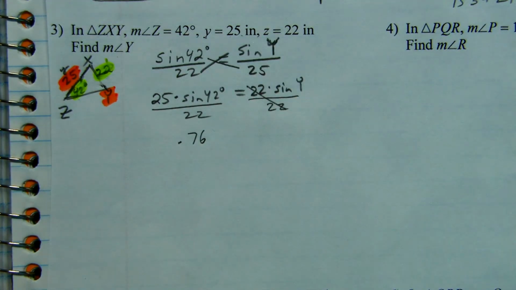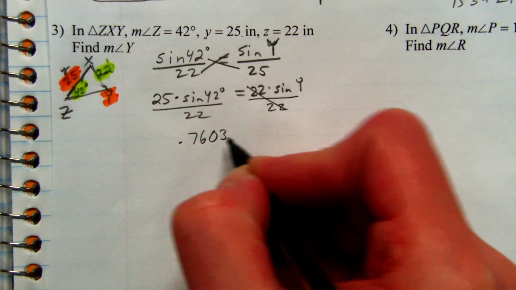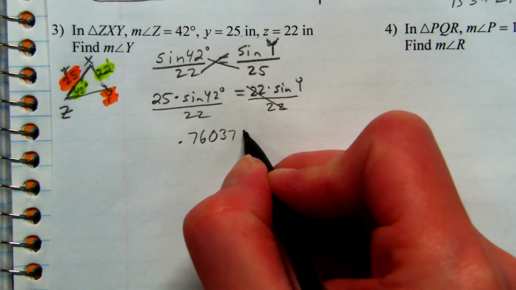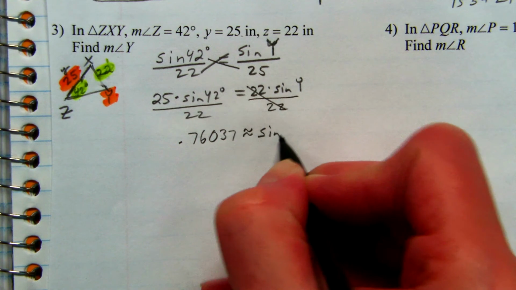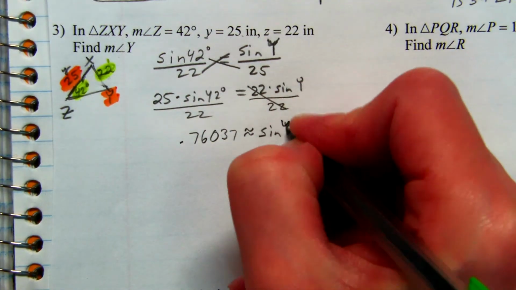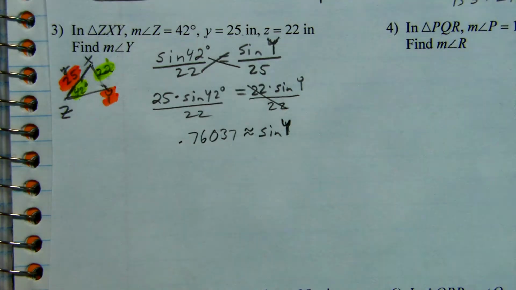0.76 something. I'm going to type that in because that's what I have written down, but I don't remember. 0.76037. So that's why I must have just rounded off. So that's about what it is. I would just leave that number on your calculator. You don't want to round things off too much before you get to the end. And that's approximately equal to sine of Y. Oh, I know what I did.